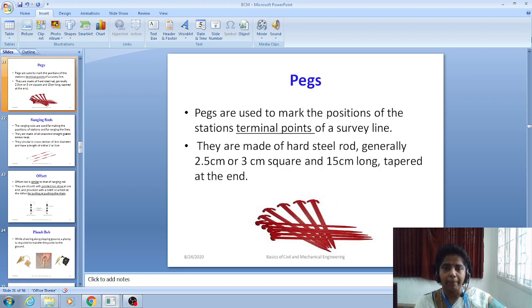Next we see the pegs. Pegs serve a similar purpose to arrows, but pegs are mostly fixed at the terminal points of the survey lines. The size of the peg is 2.5 centimeter or 3 centimeter square on the top side, and the length is 15 centimeter. So these are the pegs.